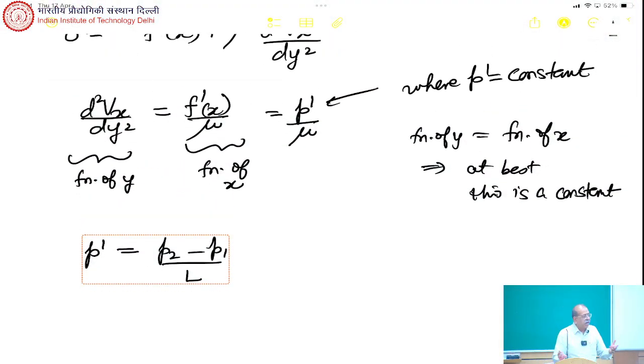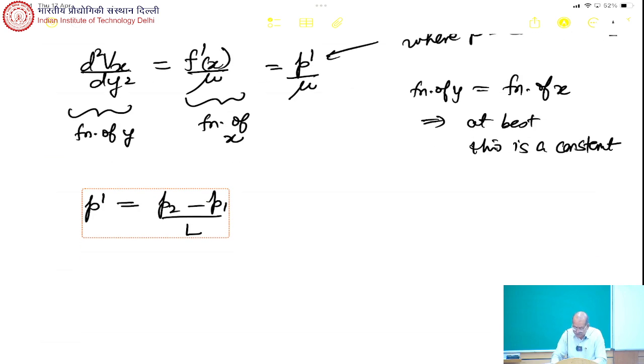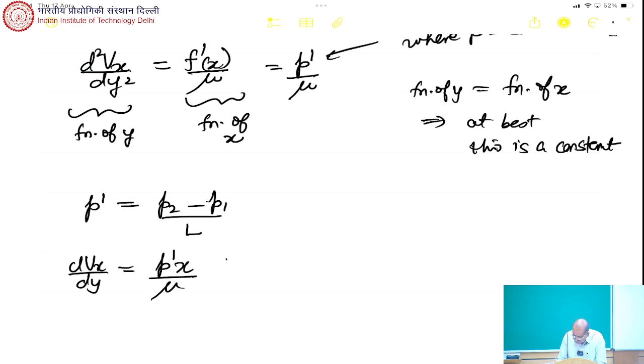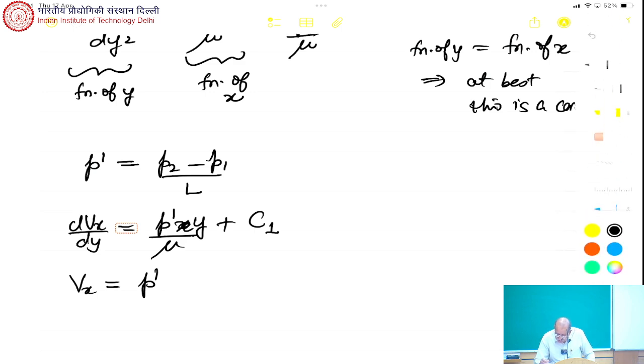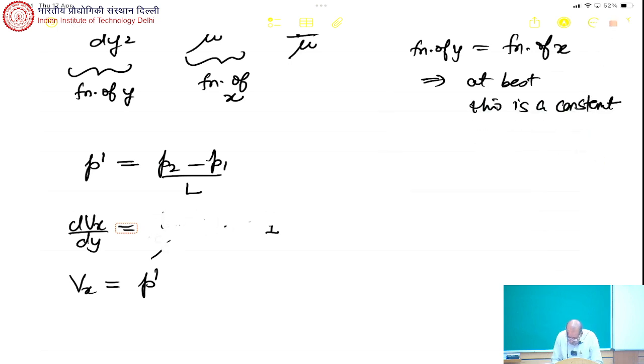Okay, so now can we integrate this equation? d2 vx by dy square is equal to constant. Let's start integrating it. So that means dvx by dy will be equal to p prime y upon mu plus c1. We integrate it again. Vx is equal to p prime, sorry, I wrote x, it is p prime y. I will have to fix this in the lecture. Let me write this again.